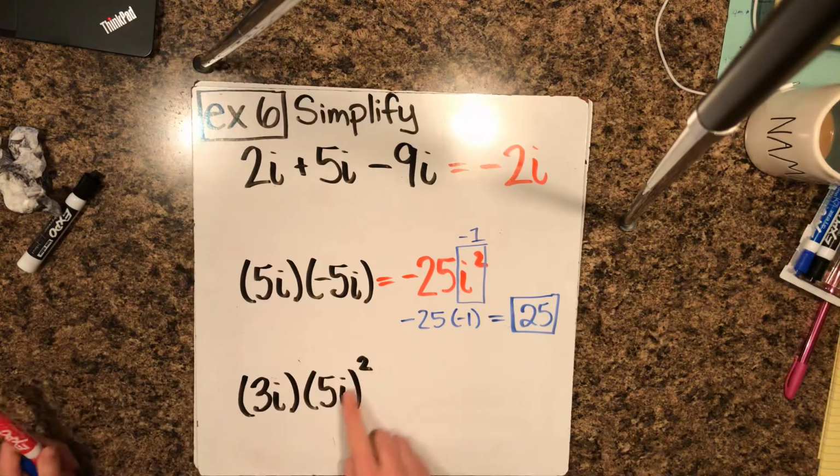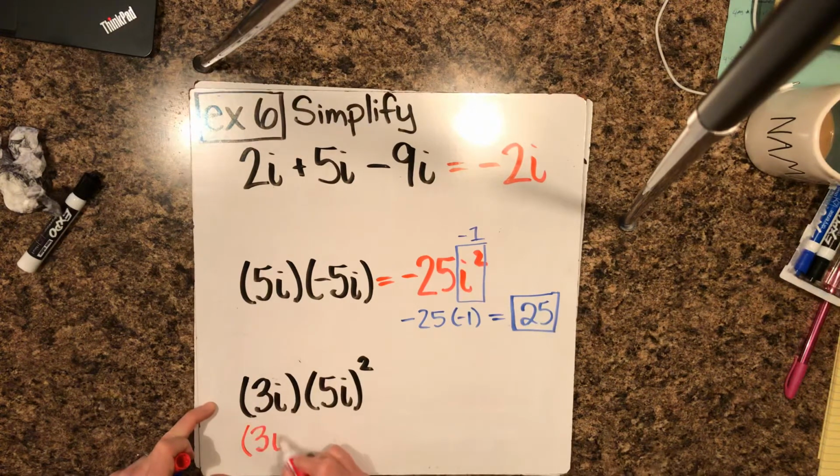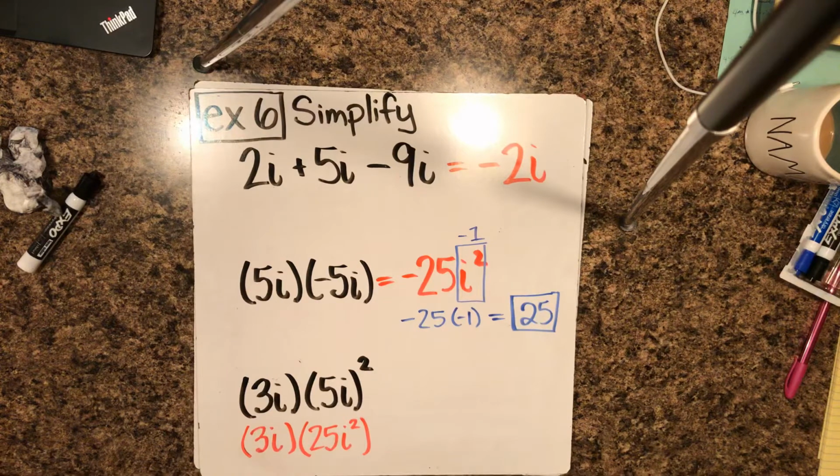This last one, same concept. We know we have to do the exponent before we multiply. So the 3i stays where it is for now. When I square, I have to square both parts, so it's 25i squared. And before I even combine the i with the i squared, again, let's remember, i squared just means -1. So this second parenthesis just means -25. i squared equals -1. 25 times -1 is -25.